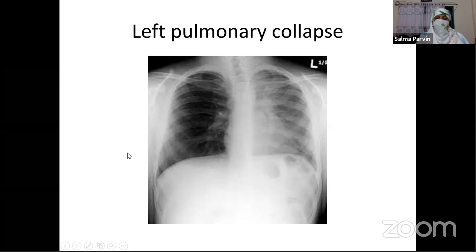And on gross observation, you can see the right lung having an enlarged volume compared to the left. So this is really a total involvement, a collapse of the left lung. So this is the left pulmonary collapse.